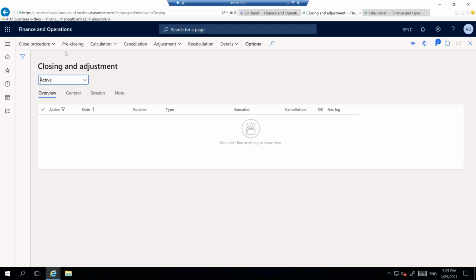Now there are two processes here: close inventory, and another one is recalculation. These two are same. I will explain the difference between these two later, but for now I am doing recalculation. Recalculation means inventory closing only. I am clicking on recalculation.